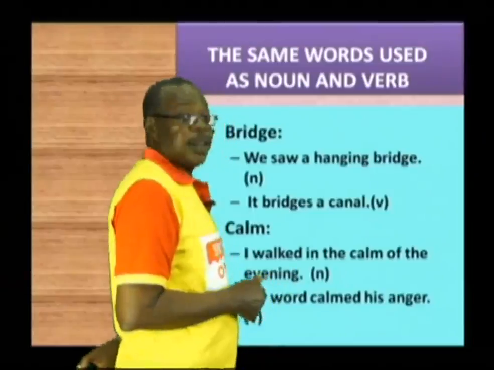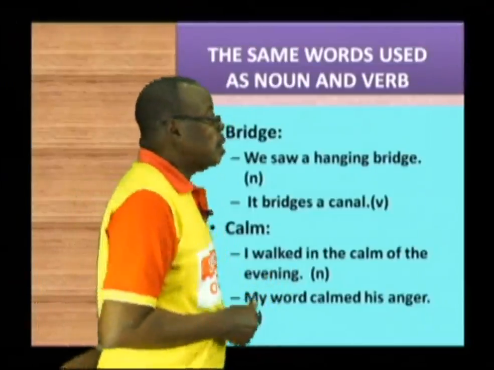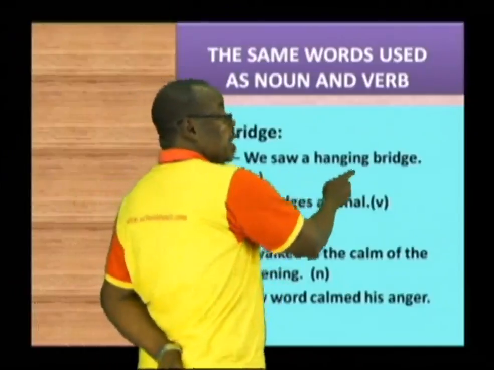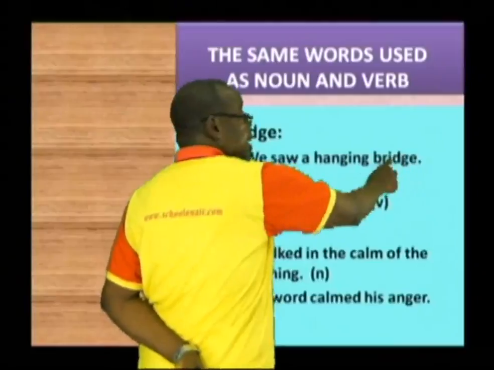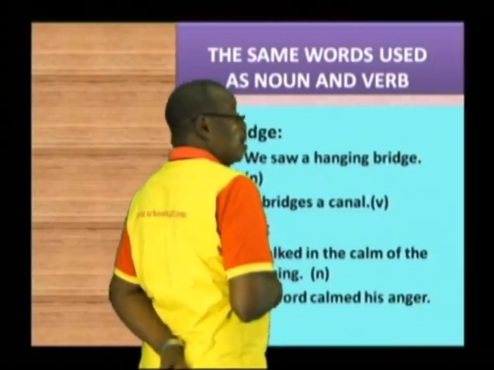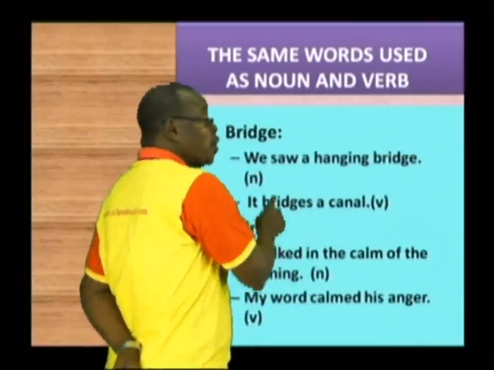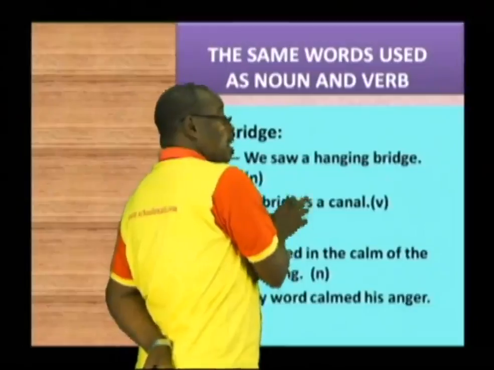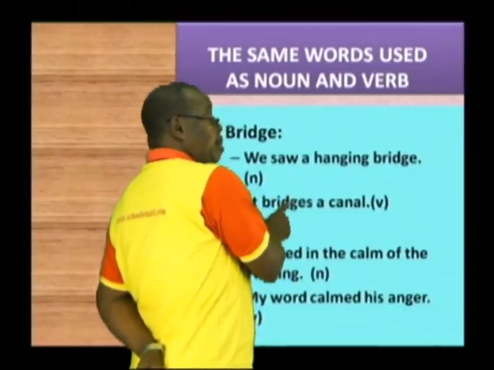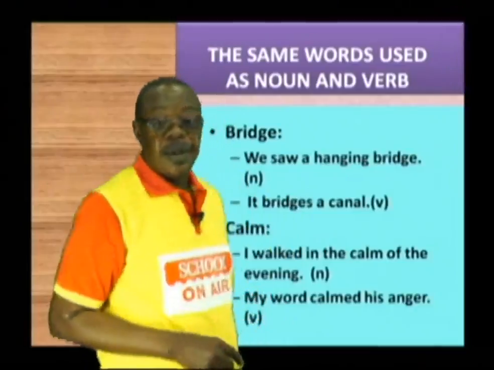Number 3, you have the word bridge. Okay, we saw a hanging bridge. Bridge here is a noun. Now look at the next one. It bridges a canal. Here, bridges is a verb, third person. It bridges a canal. Okay?